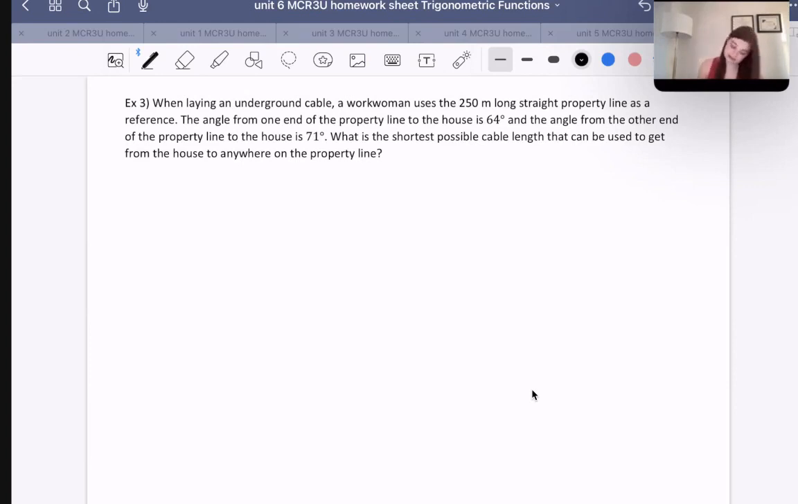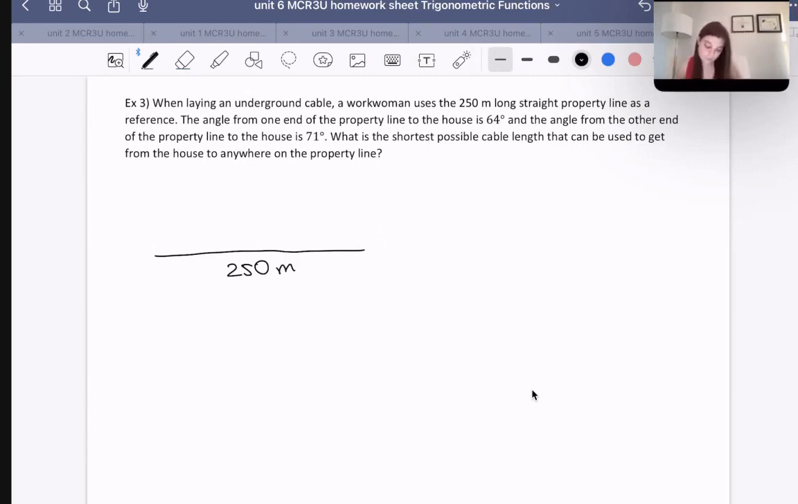So the first sentence says, when laying an underground cable, a workwoman uses the 250-meter long straight property line as a reference. So basically we have a 250-meter line, long story short. It's okay if we don't know too much about underground cables and what the workers do. The important thing here is that we have a line that is straight and that is 250 meters long. That's the important thing.